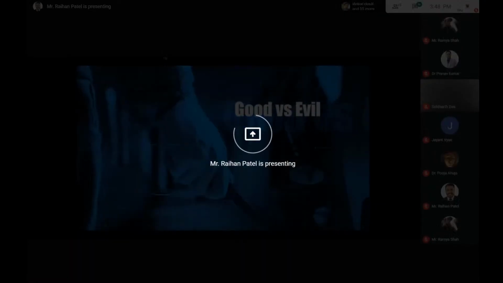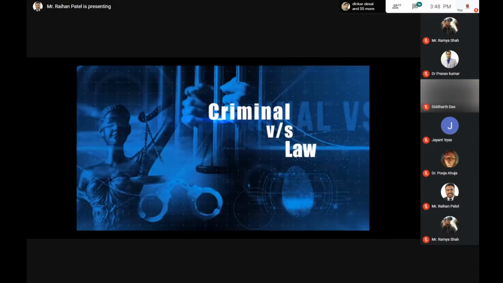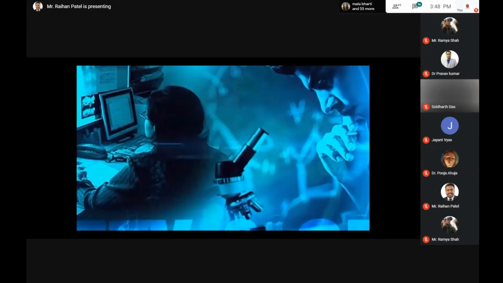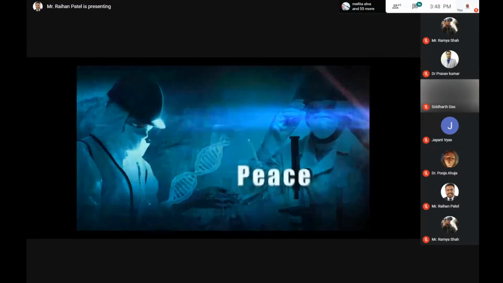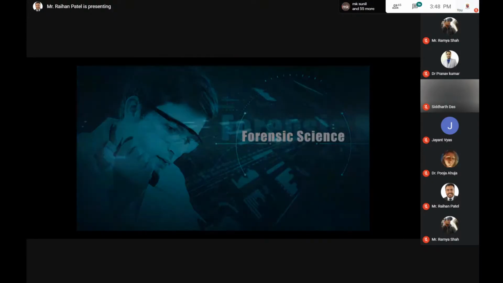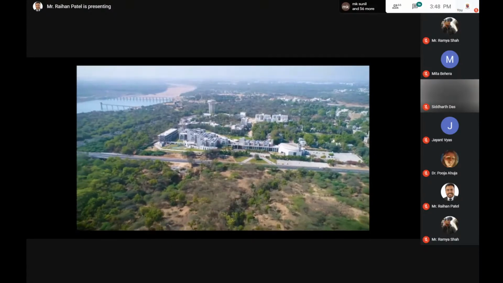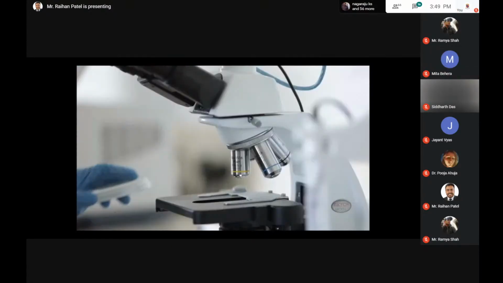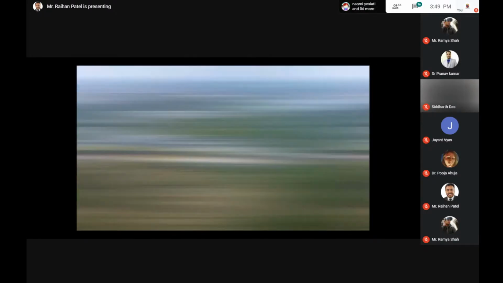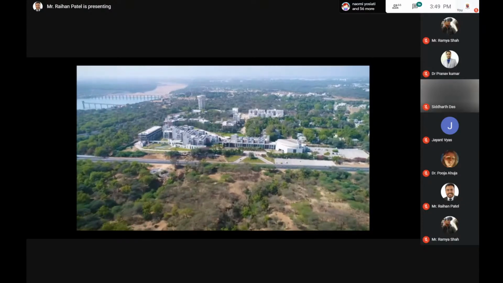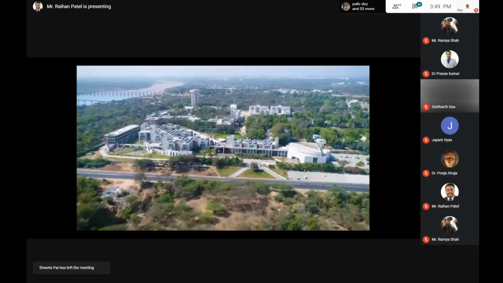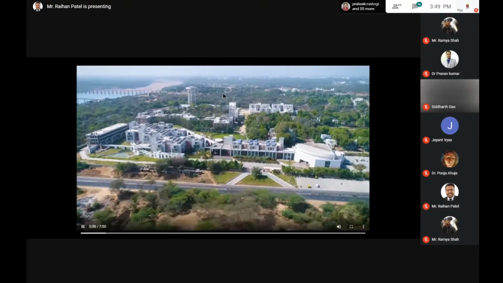Good versus evil, criminal versus law, terror versus peace. There is someone playing a major role for the establishment of justice and peace. That is science, forensic science. The horizons of this science are expanding to embark on futuristic innovation and development in crime investigation and detection. The government of Gujarat has established a unique university of specialized education with a focus to prepare ready-to-serve industry professionals in the field of forensic science.